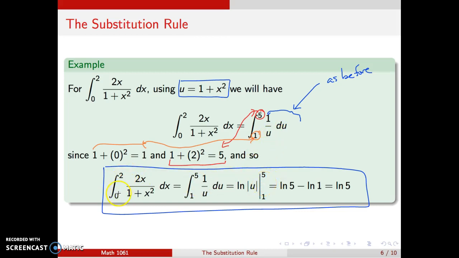Some folks will not change these limits and they'll back substitute at the end. That's kind of bad form because this really is supposed to mean something, that equal sign there. When you're doing scratch work, sometimes you do things like that, but I encourage you to get in the habit of being consistent and being correct with the notation.